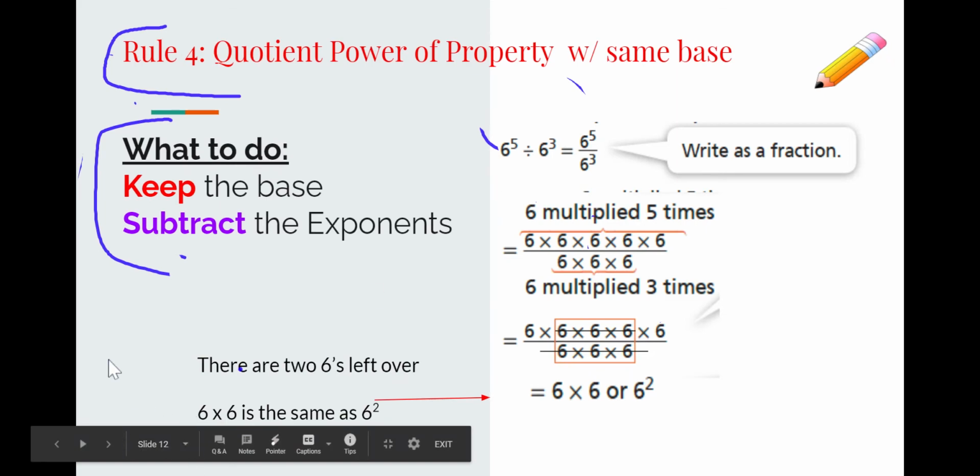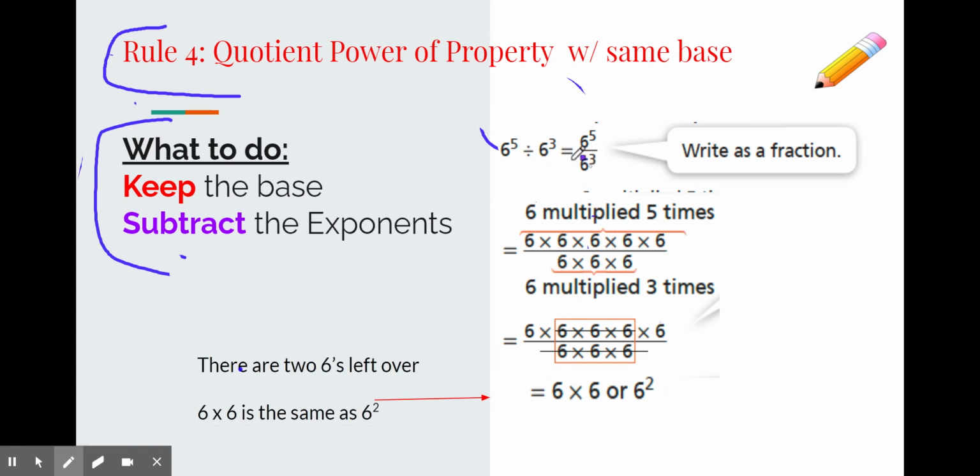All right, then we have this rule. Again, please write down the rule and then what to do. All right, so when we divide, remember when we multiply and the base is the same, we keep the base, we add the exponents. Well, now we're dividing, and we know dividing is the opposite of multiplying. So I'm going to do the opposite. Instead of adding the exponents, I subtract the exponents. This is the rule, this is what we do, and next is why.